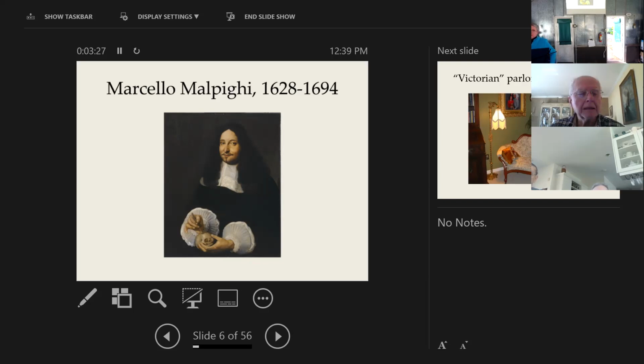Think about what an exciting time that was. The microscope was invented around 1590. And what a new world it opened up to scientists. I just can't imagine how exciting that must have been, everybody scurrying to their microscopes and seeing things they had never seen before.